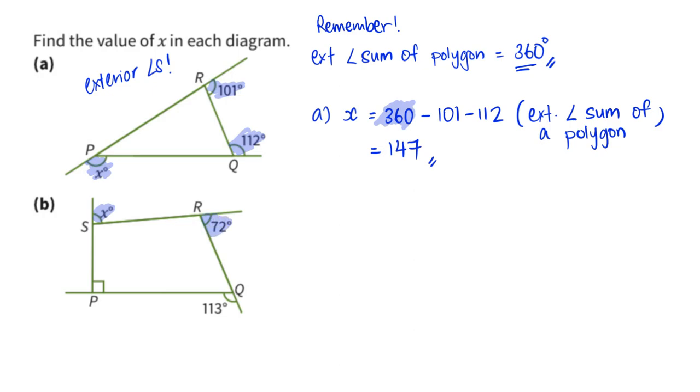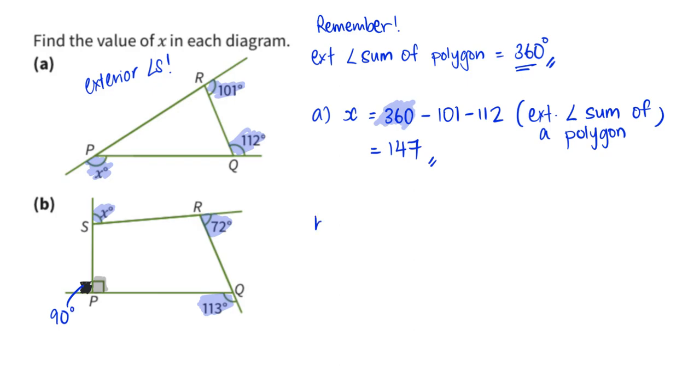It is outside. 72 is also, 113 is, but we are not given the exterior angle of the angle P. We are given the interior angle, which is 90 degrees. What does this mean? This means that this is also 90 because it is a straight line, yeah? So I will then be able to know that the last exterior angle is 90 degrees.